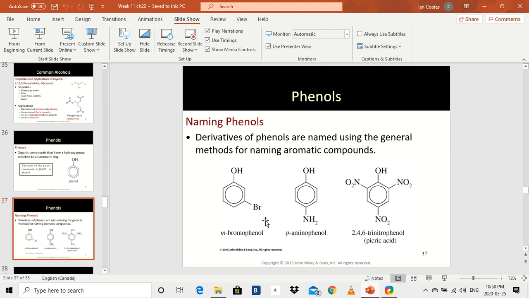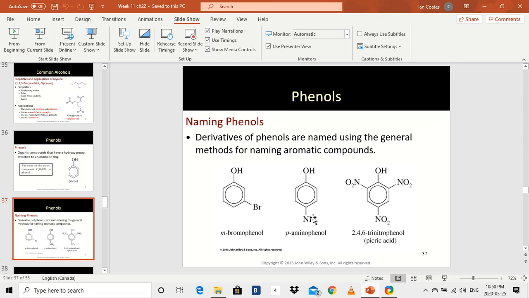Naming of phenols, again, with benzenes, we can use ortho, meta, para, or you can also use numbers. This one here I've got the benzene group, an alcohol group, and a bromine group. I've got 2 functional groups on this one. Which trumps which? The alcohol trumps it all. So this is phenol, so this will be m-bromophenol. Ortho, meta, and then para, remember, is on the opposite sides.